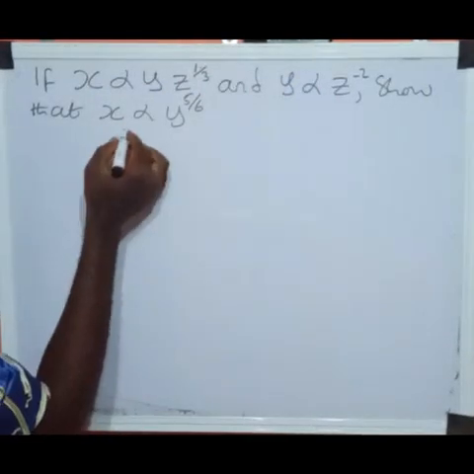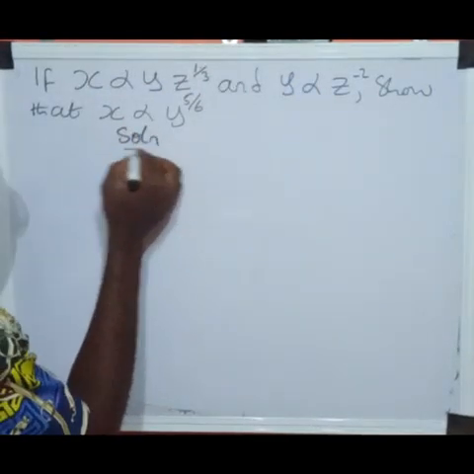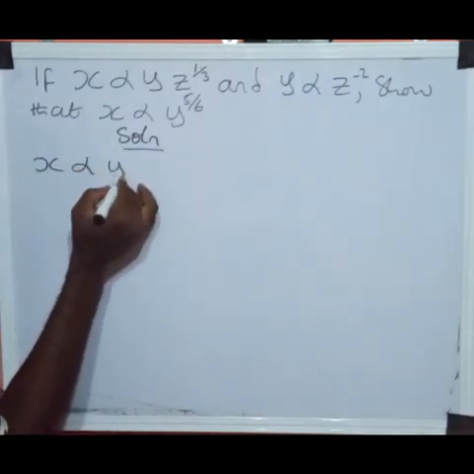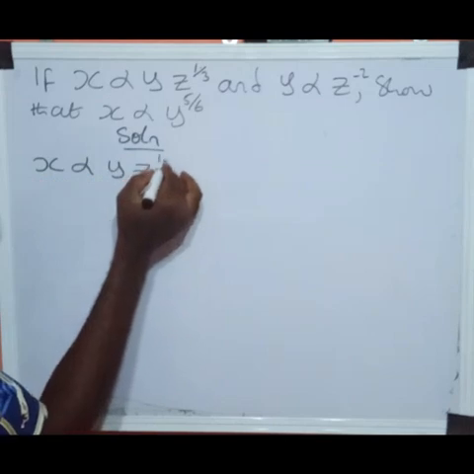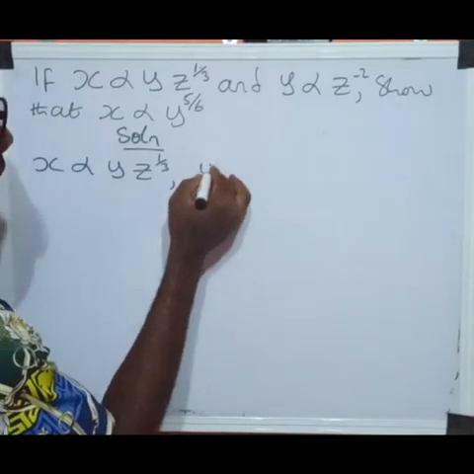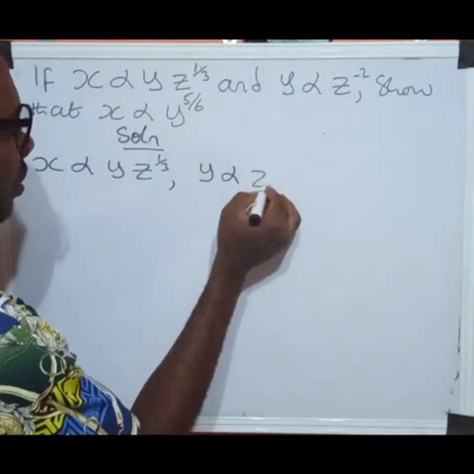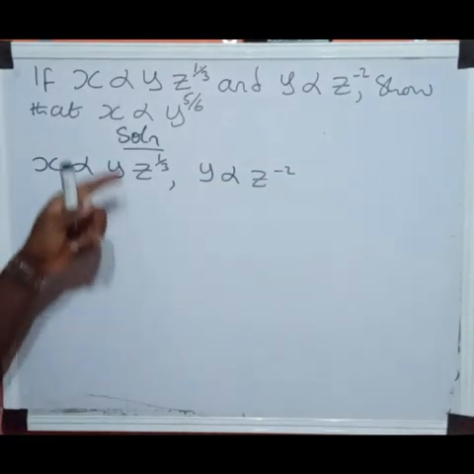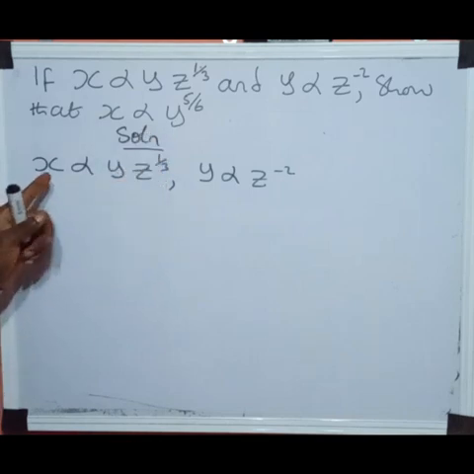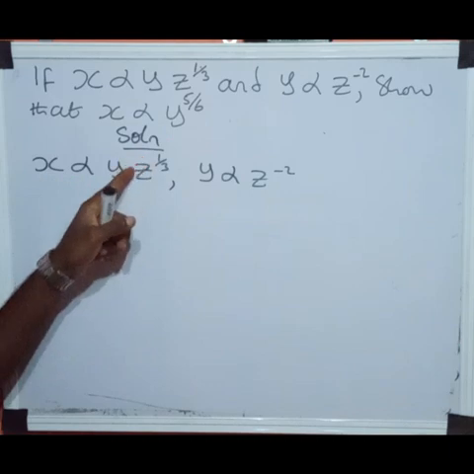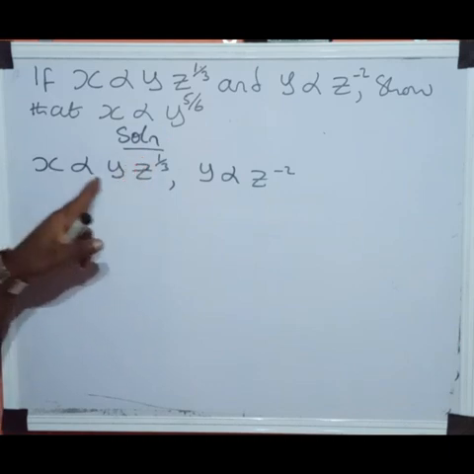Solution. We have x proportional to y, z to the power 1 over 3. And the second one, we have y proportional to z to the power minus 2. Then we want to get a relationship between x and y. You see here that there is a relationship between x and y, but there is z. So how do we remove this z so that it becomes just x and y?